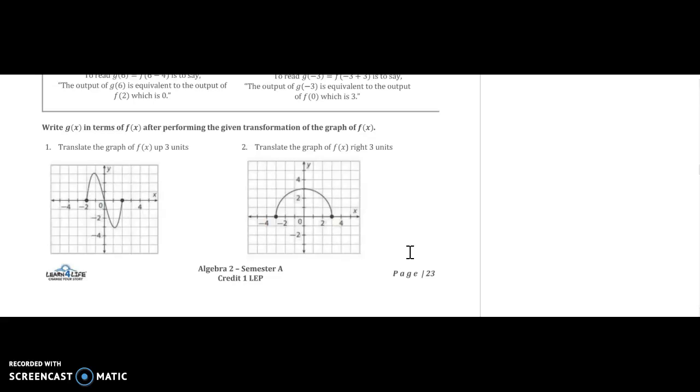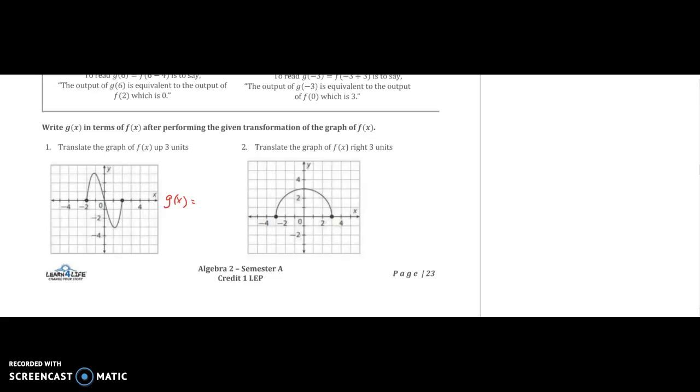All right, here we go. Our own. So write g of x in terms of f of x after performing the given transformation of the graph of f of x. So g of x is the function shifted. So g of x on this one is going to be the graph of f of x shifted up 3 units. So up or down, was that h or k?